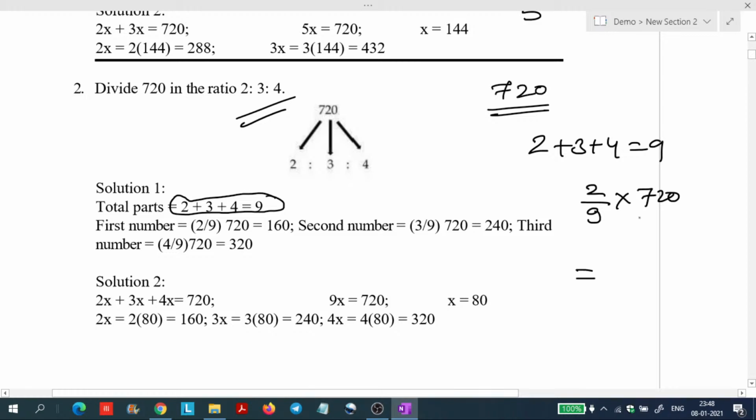So 720 divided by 9 is 80, and 80 into 2 is 160. Similar to that, you can find 3 by 9 and 4 by 9. So that is one way we can find the ratio.